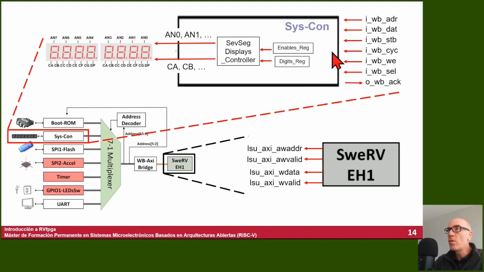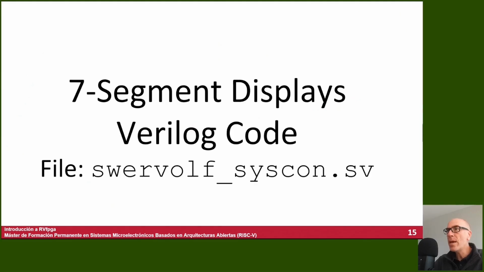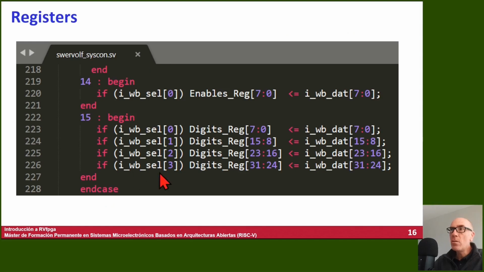The controller receives signals from the core via the Wishbone bus. This code section shows how data from the core is assigned to the registers, allowing us to control what's displayed on the 7-segment displays. Note that the register address is chosen based on comparing this number with the address's least significant bits.